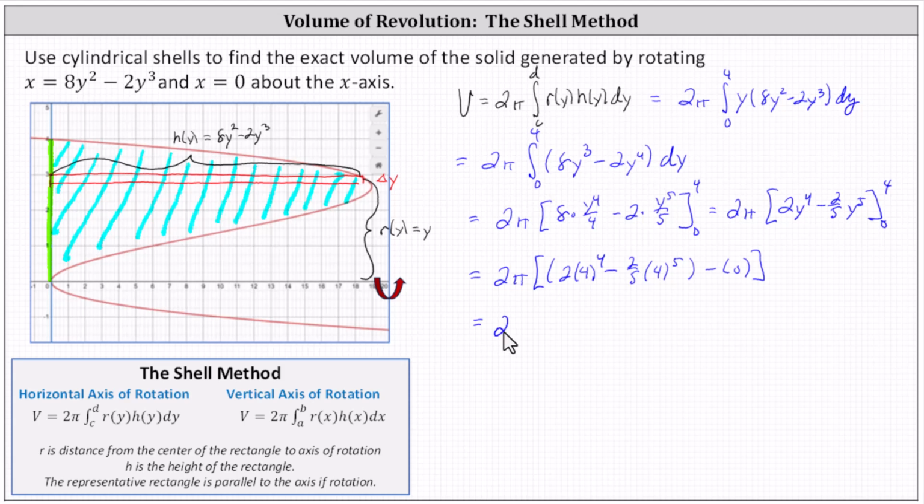Simplifying, we have 2 pi times the difference of 512 and 2048 divided by 5, which is 2 pi times 512 divided by 5, which is 1024 divided by 5 pi. And because this is volume, we can say these would be cubic units.